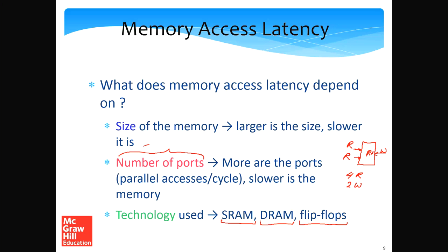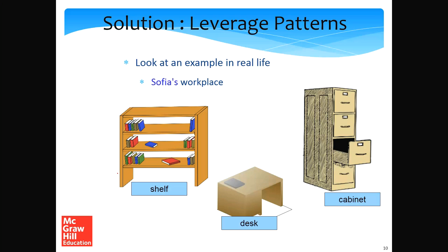So what are the main things that are in our control? One is the size. We can tweak the size of the memory. If the storage capacity is low, say a 4 kilobyte memory, it'll be very fast. If it's a 4 megabyte memory, it'll be fairly slow. Then the number of parallel accesses we are supporting, the number of ports, and the technology that we are using. What are we building it with? SRAMs or DRAMs or flip-flops? So let's look at a solution, but let's first search for a solution in real life. Let's leverage some patterns.